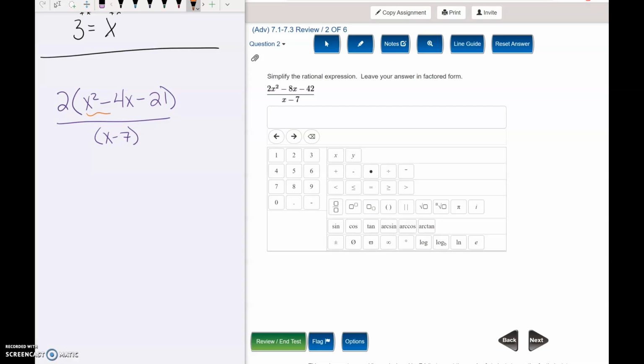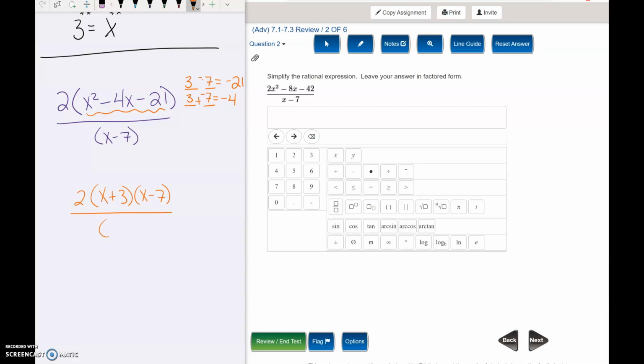Now we need to factor this part even more. We're looking for two numbers that multiply to give us negative 21. Those same numbers have to add up to negative 4. 21, we can do 1 times 21. We can do 3 times 7 would work, if it's 3 and negative 7. So that top part factors into (x plus 3)(x minus 7). And there's a 2 in front of that.